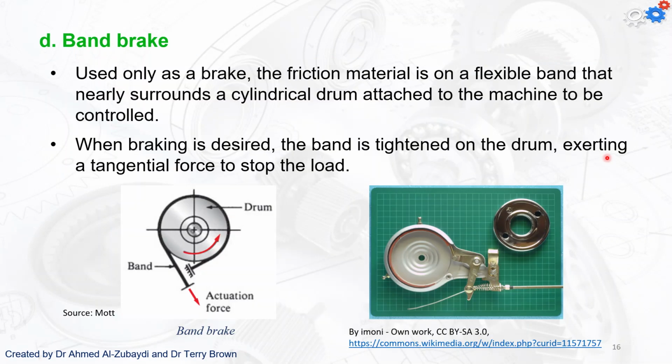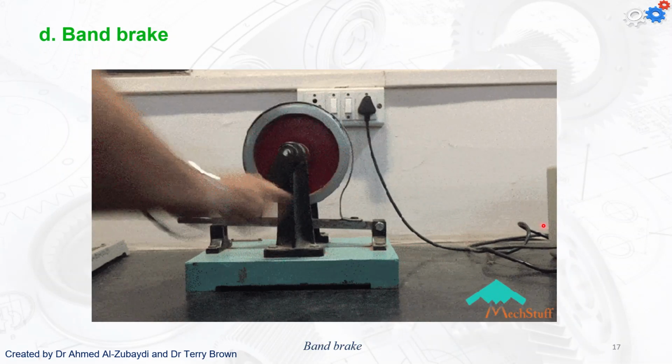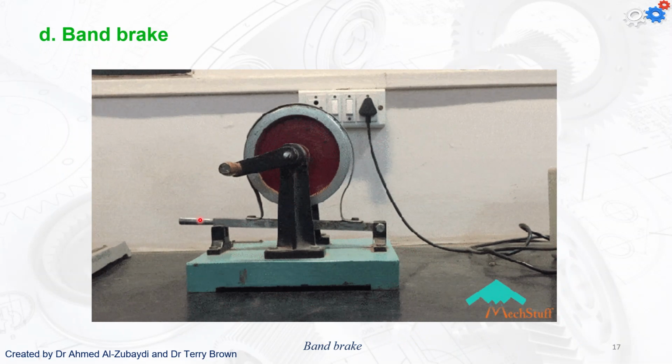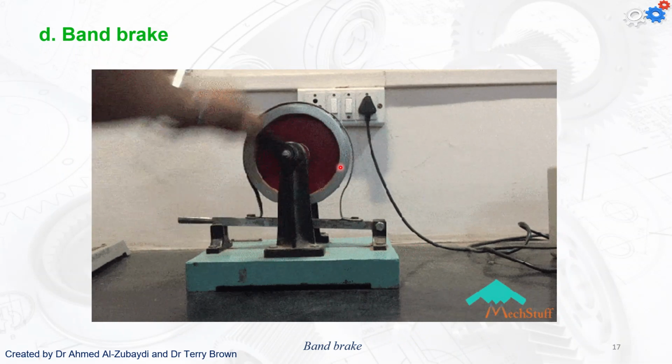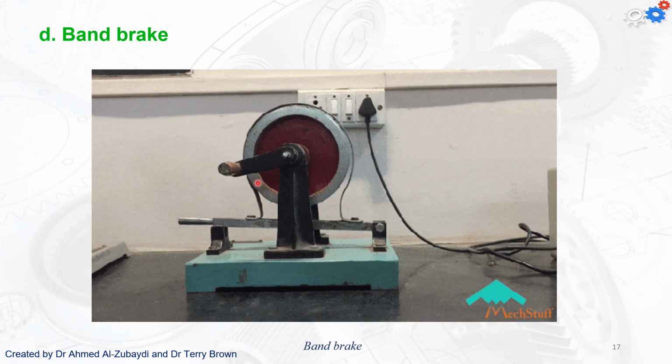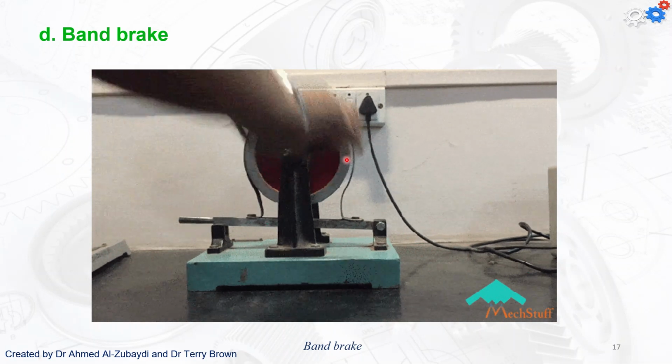Okay, next we have a band brake. Very simple but effective means of braking and stopping rotation. So just have a wheel or a drum that rotates, band wrapped around it. Actuation force on the band tightens against the drum, friction's developed, so we get a tangential force and therefore torque to stop the drum from rotating. And another quick video of that. Pressing down on the lever brings the band in contact with the drum to stop it from rotating. Pretty simple.